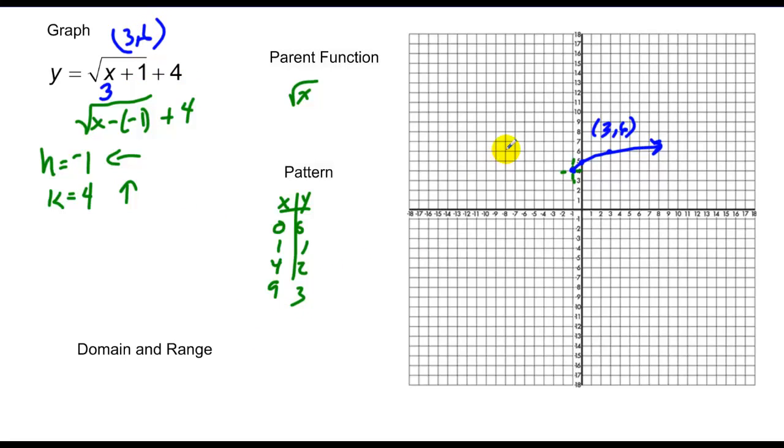My domain, I look, x goes from here over. So where is here? That's domain x is greater than or equal to negative 1. The range from this y value up, so that's y greater than or equal to 4.